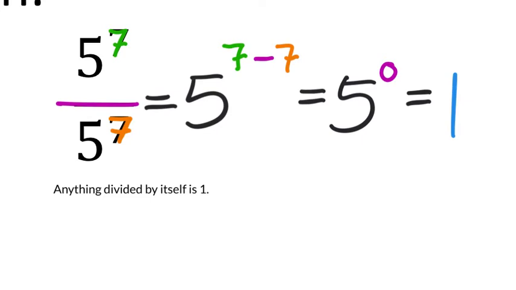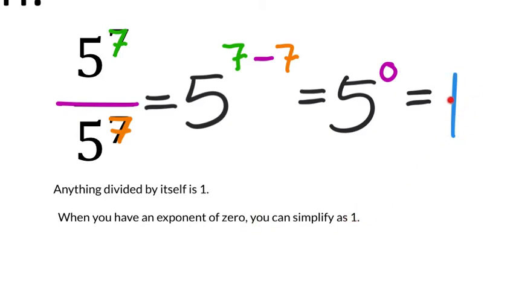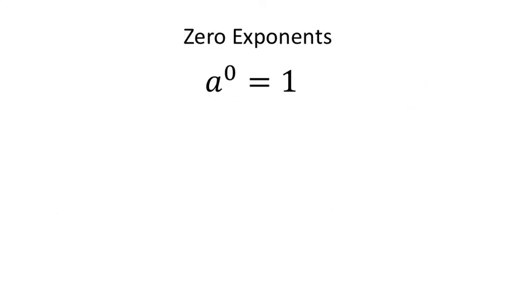Okay, so this also tells us, because you can only get a power of 0 if you have something divided by itself, so when you have an exponent of 0, you can simplify as 1, okay? Now, when we say we can simplify as 1, we're not talking about the exponent here, we're talking about the actual evaluation here. Anything to the power of 0 is 1. And that's where this rule comes in.